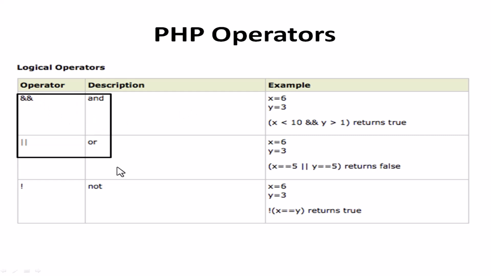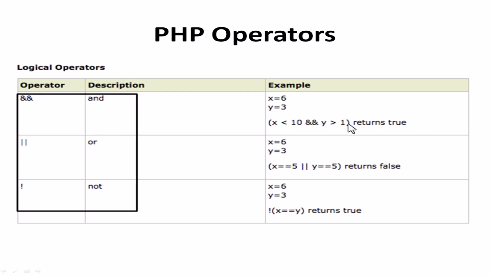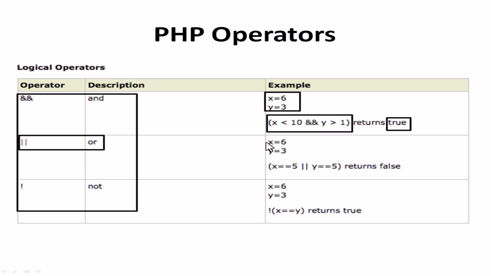Next, logical operators. We are using the logical operators and, or, and not. Here if you look at the AND operator, x equal to 6 and y equal to 3, so both conditions should be true. x is less than 10 and y is greater than 1. The x value is 6, and 6 is less than 10, which is true. y is greater than 1, y is 3, 3 is greater than 1, so it returns true.